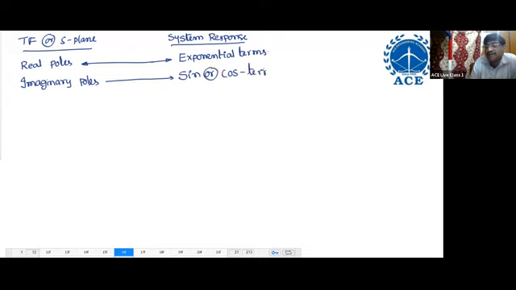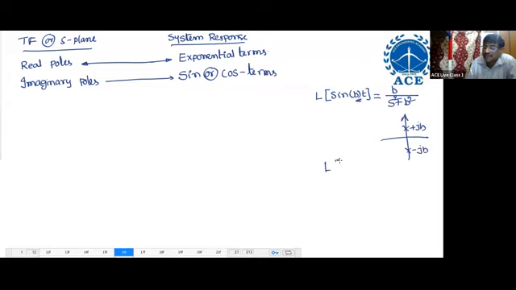Sine or cos term. When you get cos, there should be a zero. For example, what is the Laplace of sin bt? It is b by s square plus b square. That means what is the pole location? Plus jb, minus jb. That means b is the imaginary part of the pole.